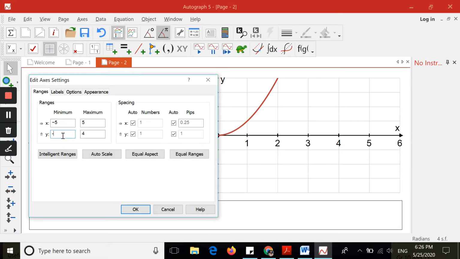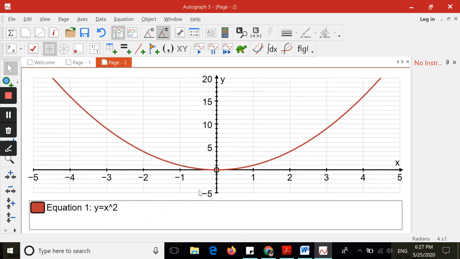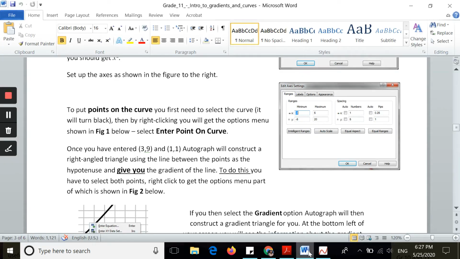So this one is -5 and this is 20. And if I remember, this was 5 and this is 1, and then you lock it and then okay. So this is how the graph looks like.